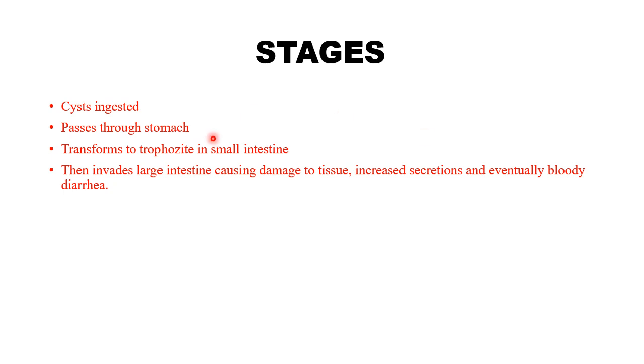Stages. Stages include the cyst which is ingested, passes through the stomach, transforms to a trophozoite in the small intestine, and then invades into the large intestine, causing damage to the tissue, increased secretions, and eventually bloody diarrhea. These are the stages of how the infection takes place.